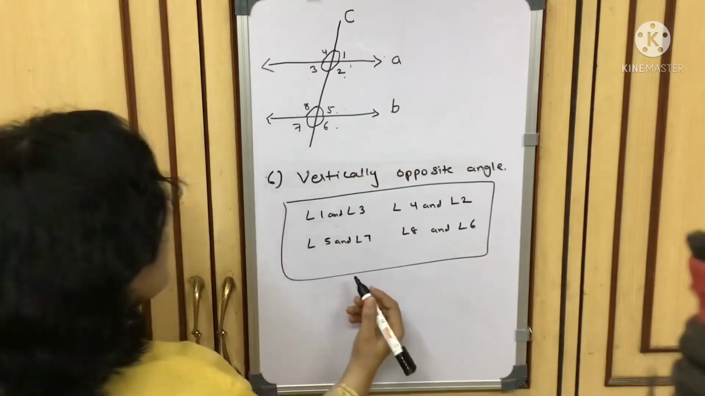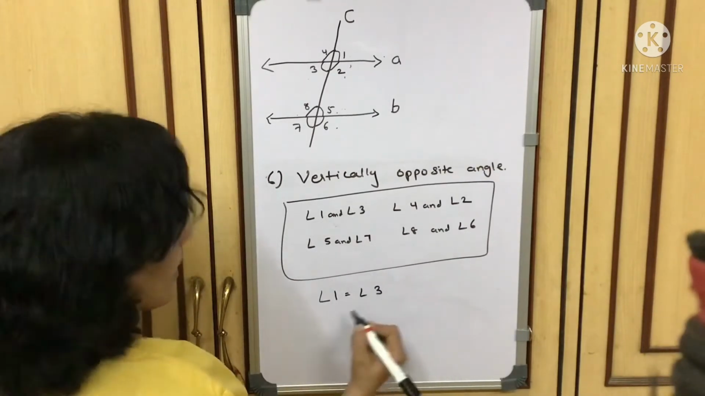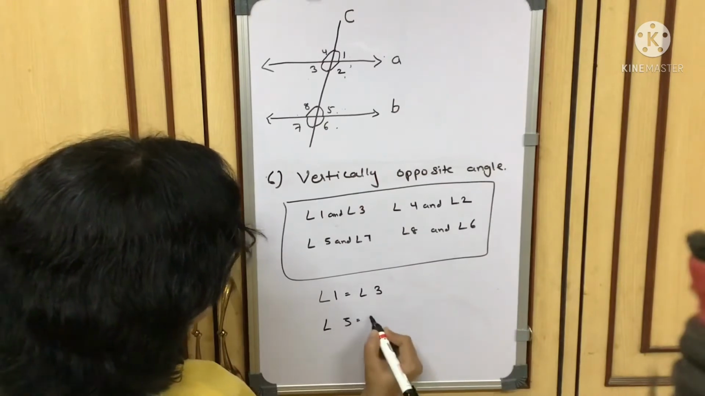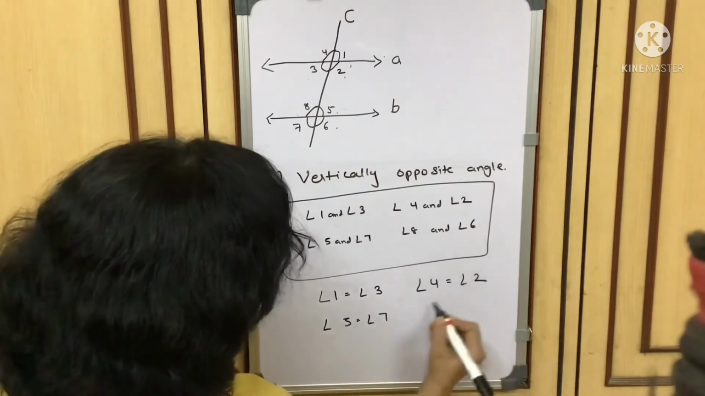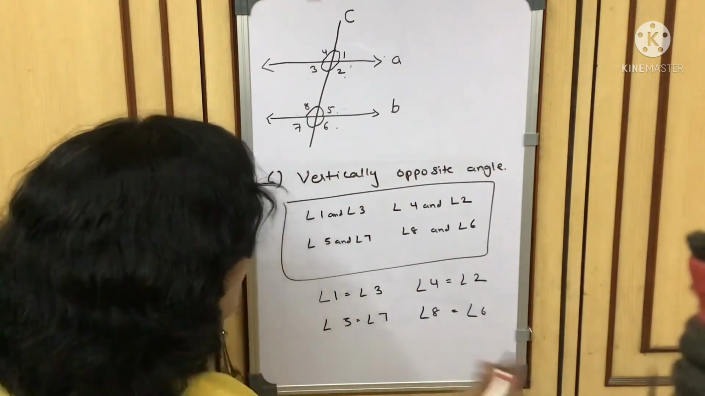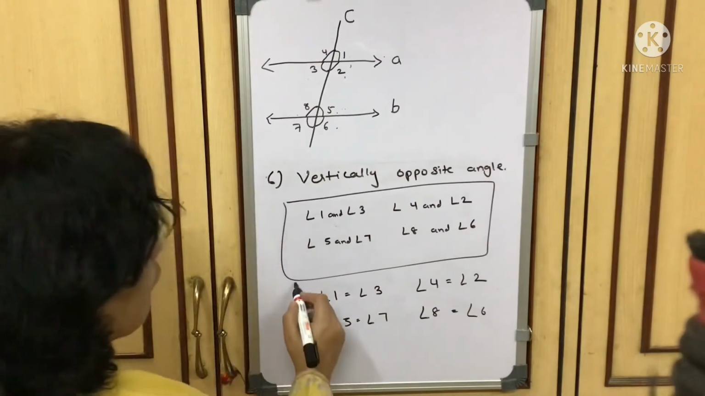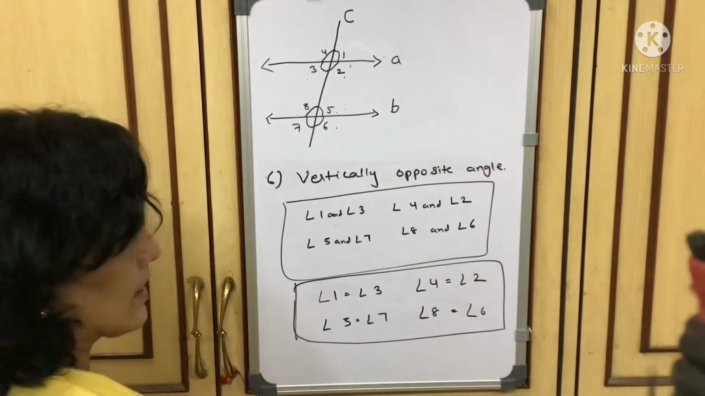Angles, and they are always equal. Angle 1 is equal to angle 3, angle 5 is equal to angle 7, angle 4 is equal to angle 2, angle 8 is equal to angle 6. So these are the 4 pairs of vertically opposite angles.